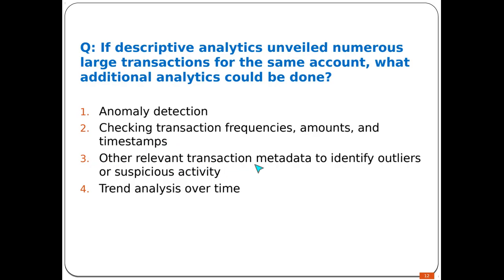Number three, other relevant transaction metadata to identify outliers or suspicious activity. So metadata is data about data, details about the data to identify outliers. What did we say outliers are? You have a group of numbers or a group of transactions or a group of activities, and you have something that is way outside, outside of the norm.